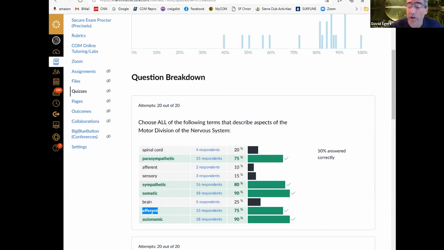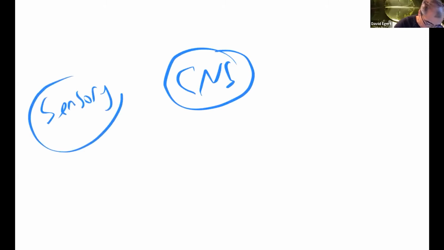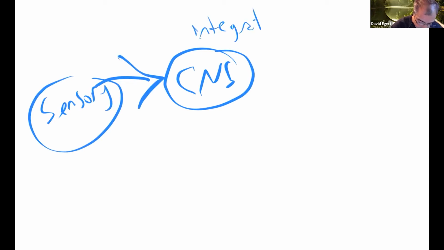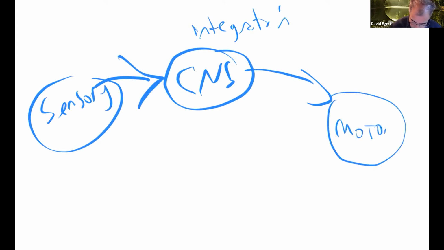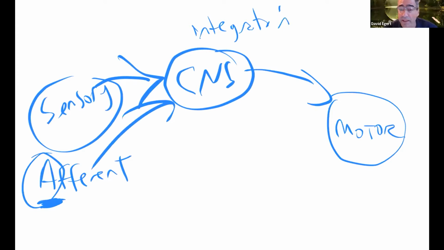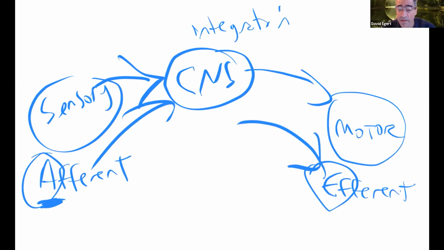Efferent was a synonym for motor. I don't know if I mentioned this, the mnemonic people usually use when they're trying to learn this: you have the CNS here, you have the sensory, the information going in, the CNS is the integration, and then you have the signals coming out, the motor. So this is also afferent. The A signals are the ones that are arriving at the CNS. Motor is efferent, like that E. These are the signals that are exiting from the CNS. So that's the way people usually try to help themselves remember. Afferent arrives and efferent exits. So if that helps, you can use that.